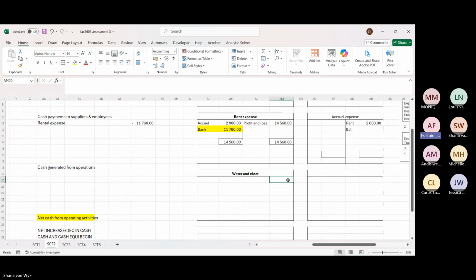People, make sure you know how to do your cash flows. There will never be exams without cash flows, always. Very important. If you know how to do it, you can score a lot of marks.